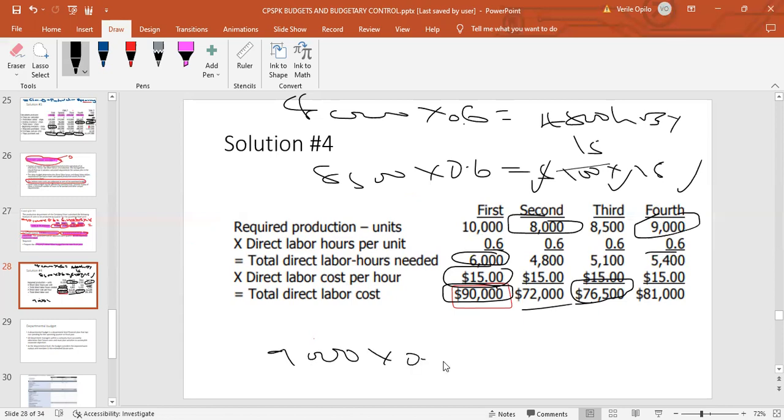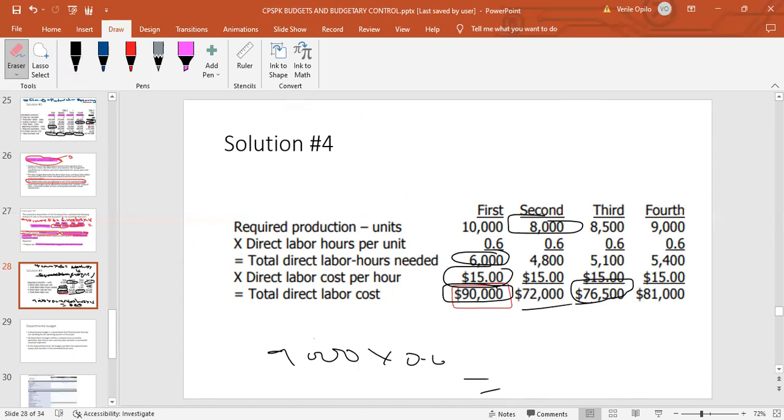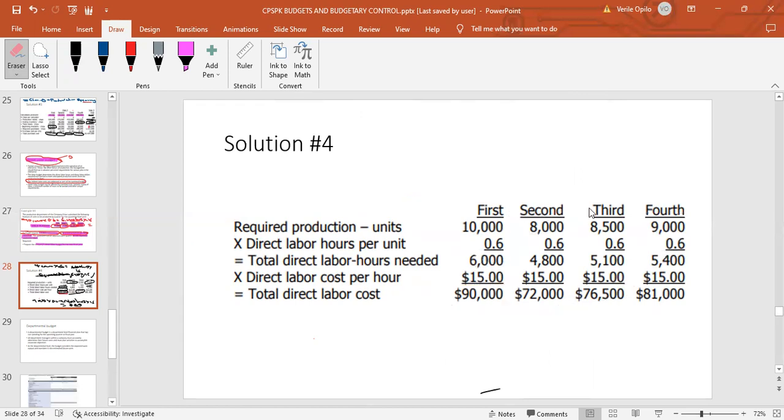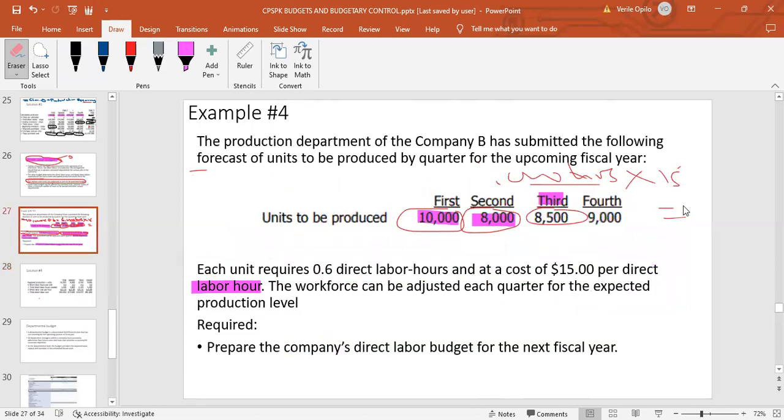Then we have the last one, which is 9,000 units. Each unit takes 0.6 hours. So the total hours you will spend is 5,400 hours. Multiplied by 15, that should give us 81,000. So that shows us the total amount of money that the company is going to incur in order to produce those units in a given period. That is what we classify as a direct labor budget.